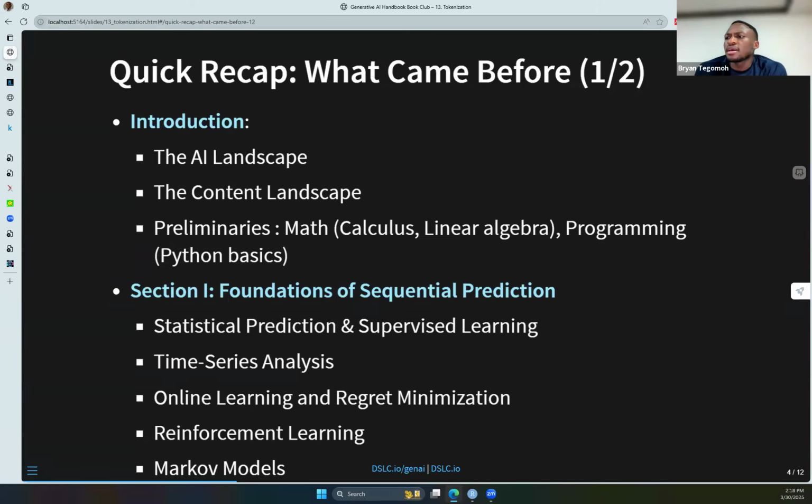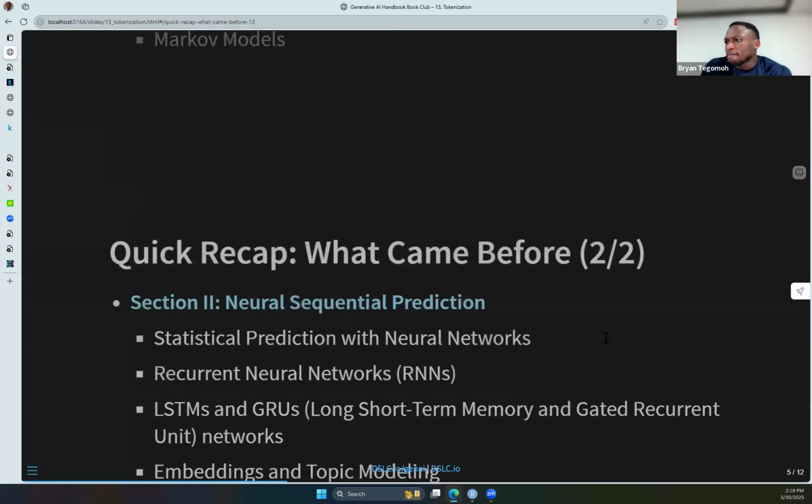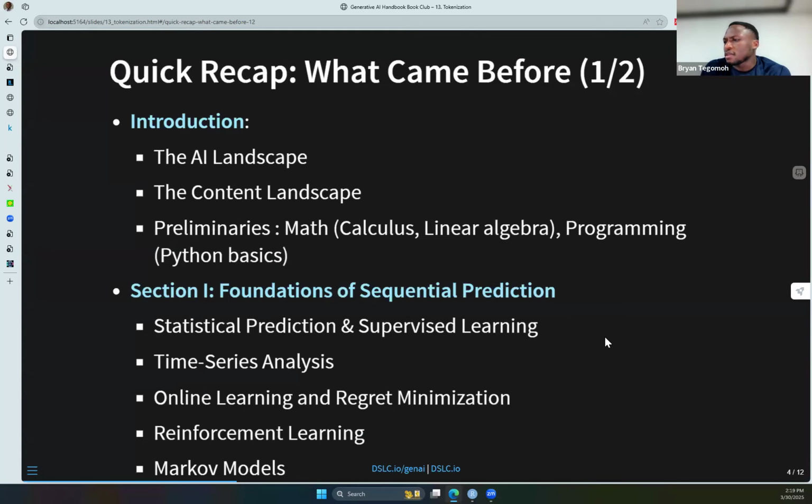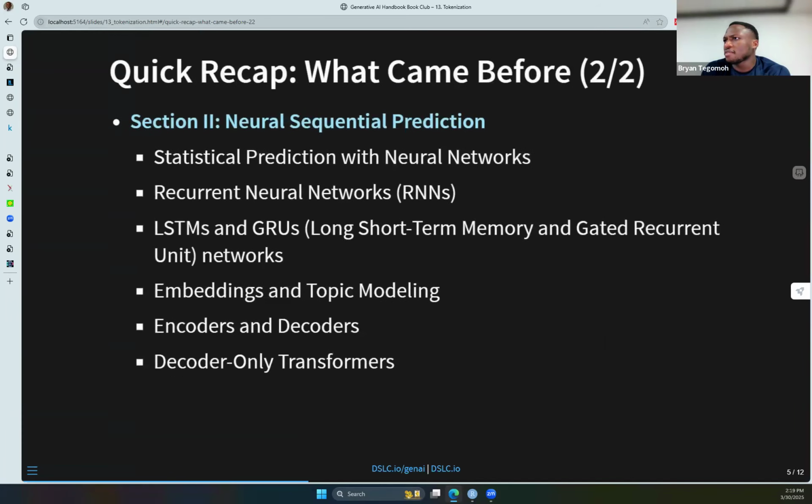I think it presents us with a good mental model for thinking about large language models and sequential dependencies. So that was it for the first six chapters. Then afterwards, we discussed a little bit. Section 2 was mostly about sequential prediction.